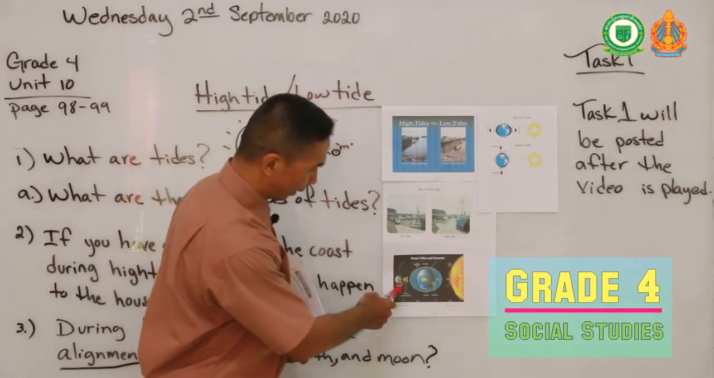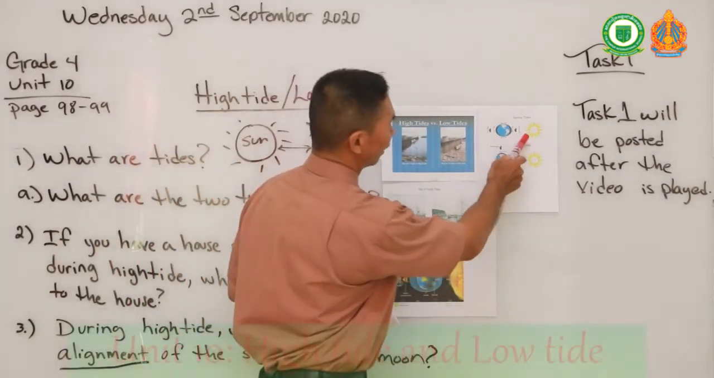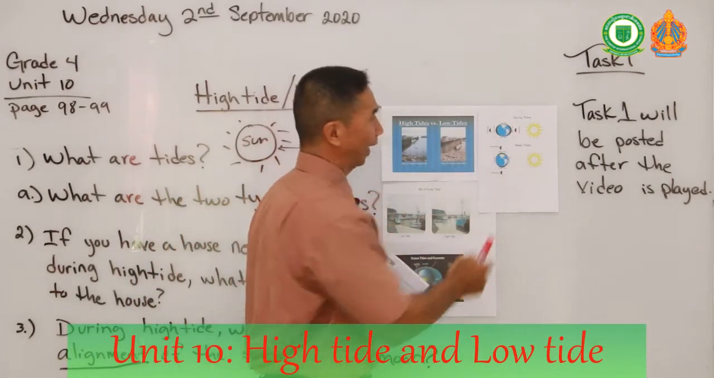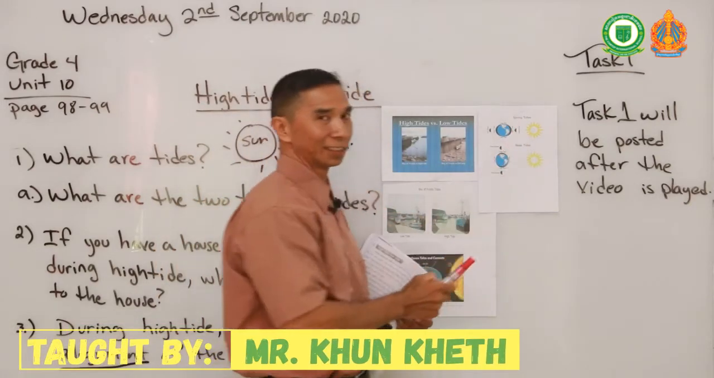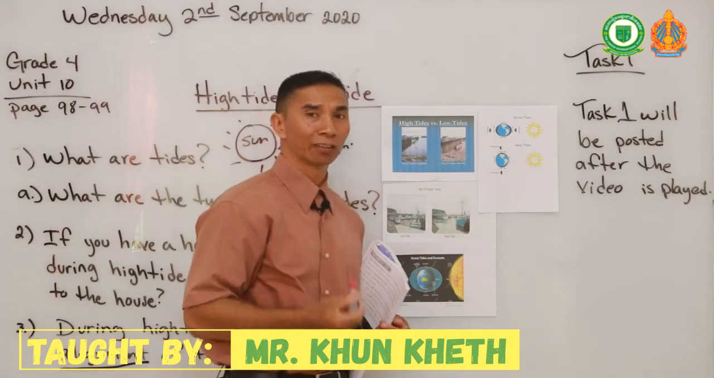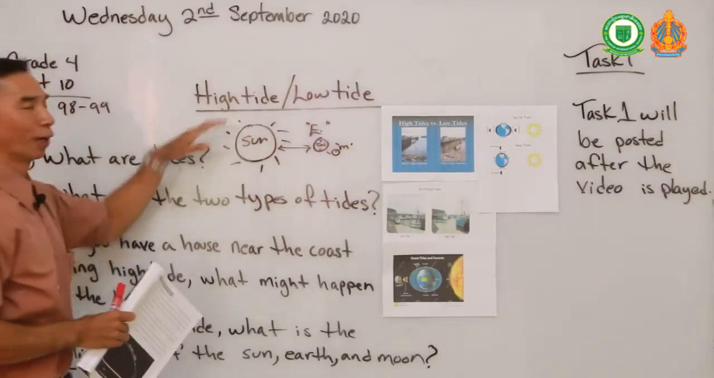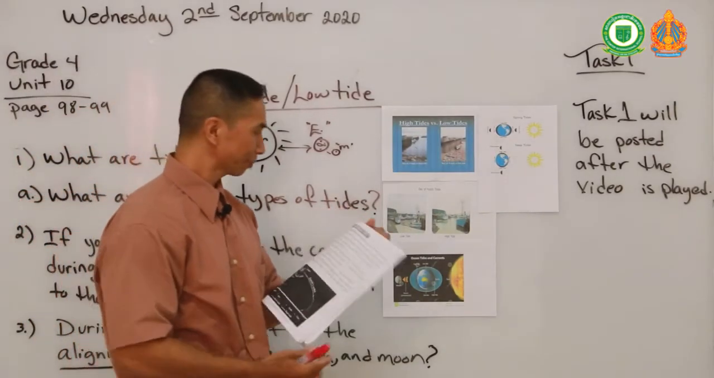According to our text here, during high tides, the earth, the sun, and the moon have to line up in front of each other to create high tides. High tide is also called spring tides. I will post this up on our Telegram post so you can see. Spring tide is another name for high tides, but we will discuss that later on in our next video.